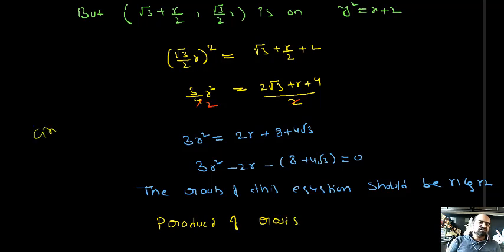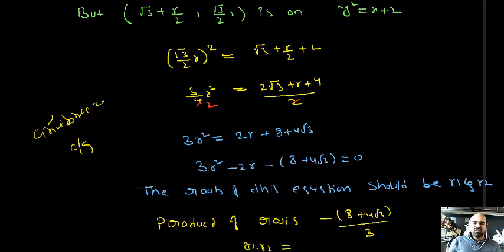Already you know that in a quadratic equation x square plus bx plus c equals 0, the product of roots is c by a only. Here c is minus 8 plus 4 root 3 by 3. That is nothing but R1 into R2. R1 into R2 is equal to minus 8 plus 4 root 3 by 3. I will write in the next page.